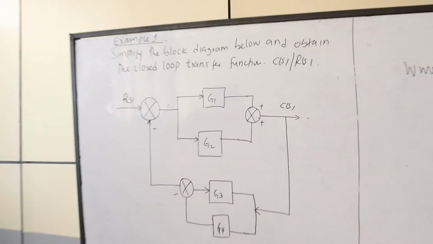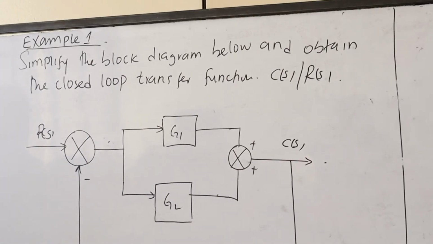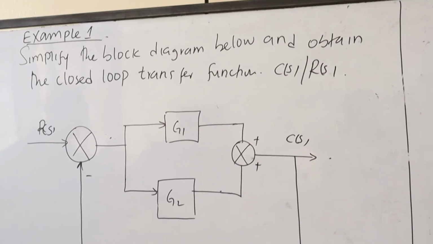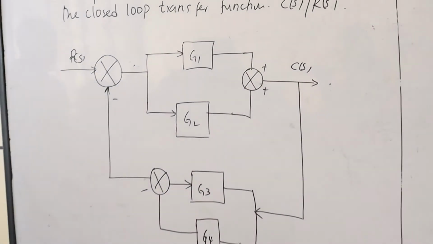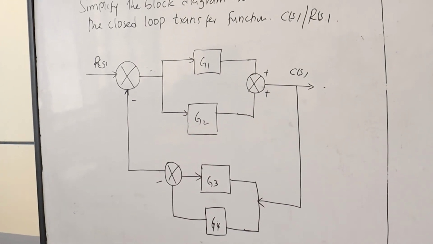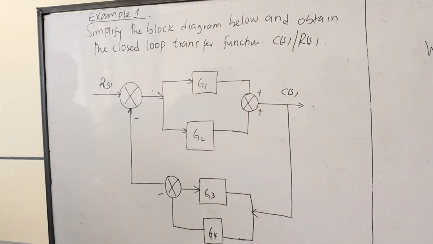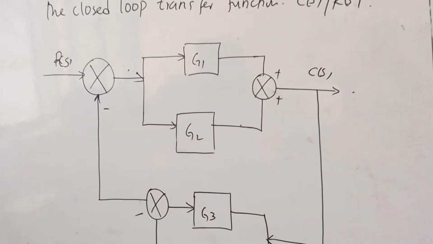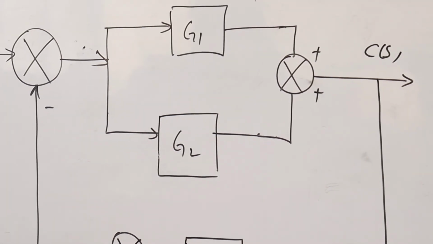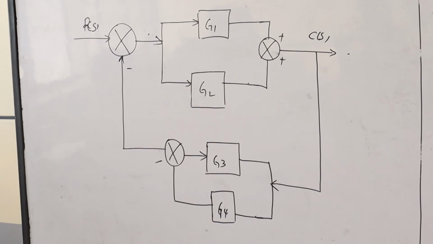We can look at this example whereby you have been asked to simplify the block diagram that is shown below and obtain the closed loop transfer function, that is C(s) over R(s). If you are asked to do this, you look at the rules that we've talked about, look at the block diagram vis-a-vis those rules, and see which rule is applicable, and then use that in order to reduce the block diagram up to the canonical form.